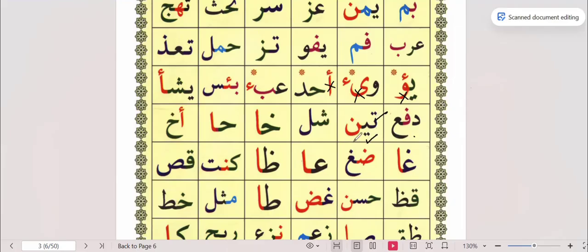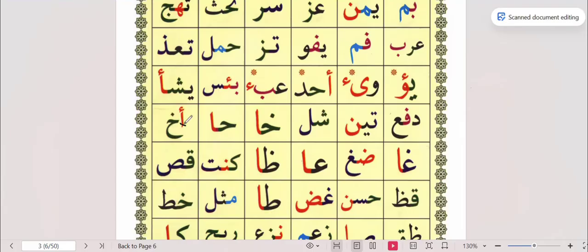Ta, Ya, Noon. So a child or the person who is trying to learn how to recite the Quran, the teacher who is teaching them should let the child understand the concept of dots. The child or the student must know how to identify the letter based on the placement of dots and based on shapes, of course.